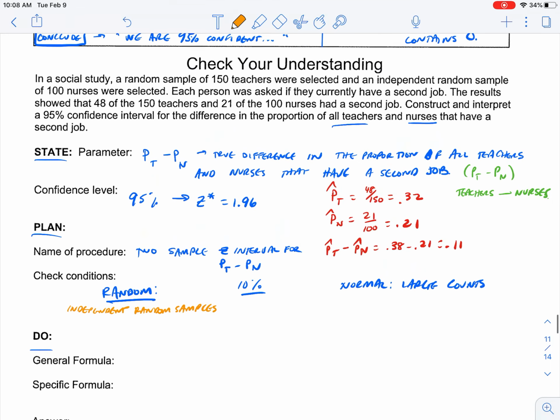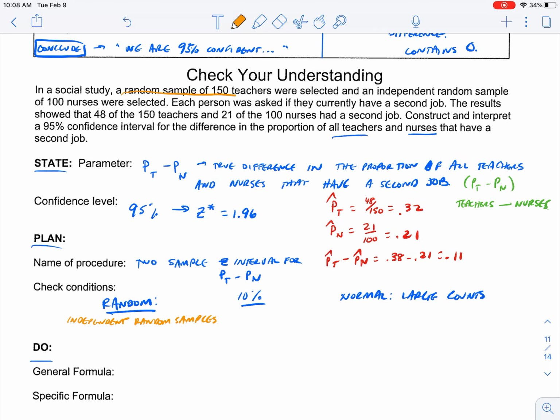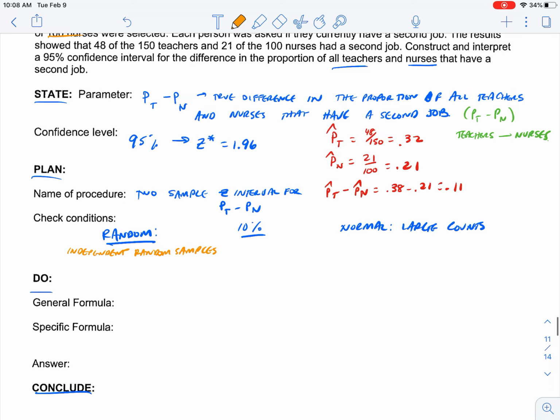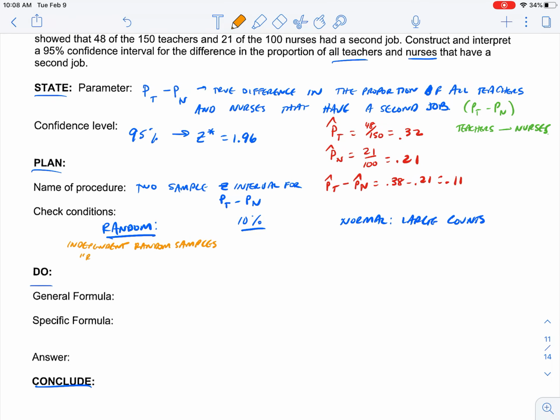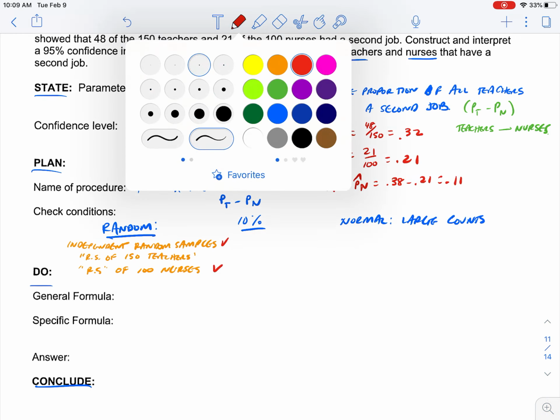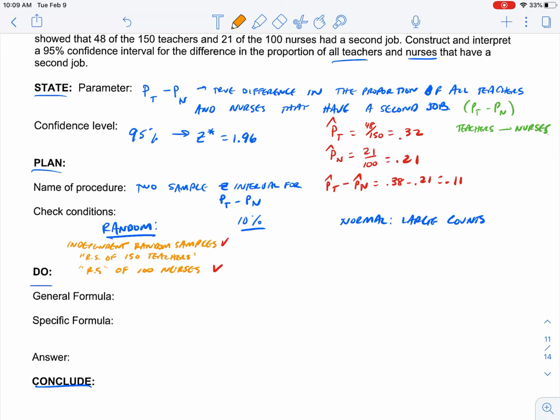So, are they independent random samples? Let's look at the prompt. So, a random sample of 150 teachers were selected and an independent random sample of 100 nurses. So, yes, so we have in quotes a random sample of 150 teachers. And we have a random sample of 100 nurses. So I'm going to give that a yes and a yes.